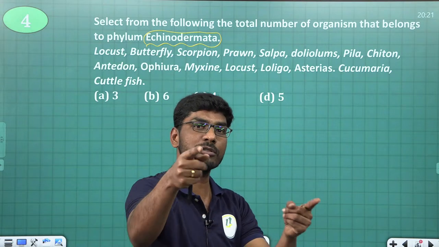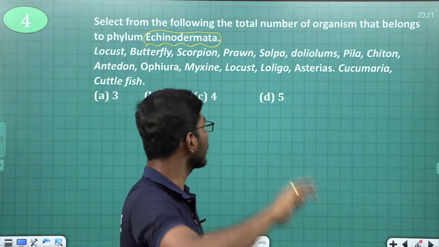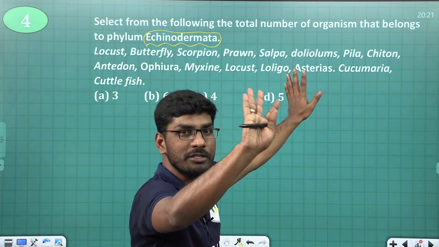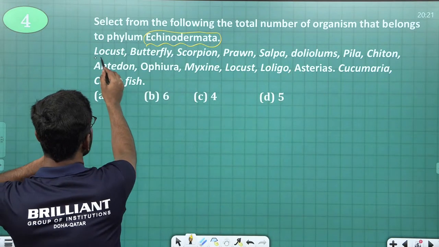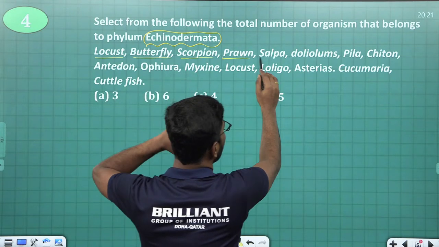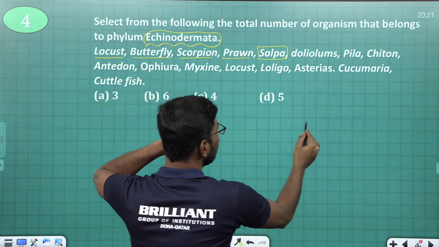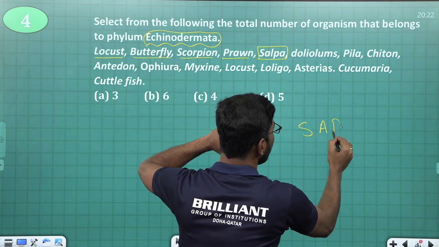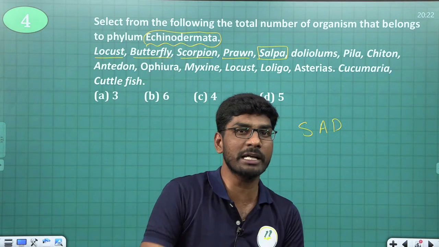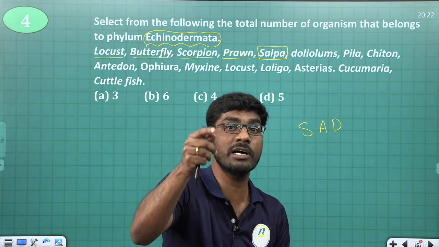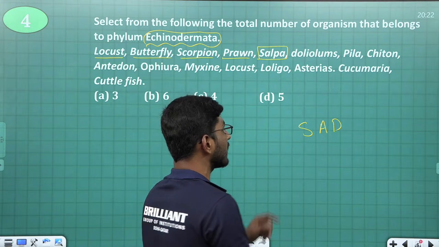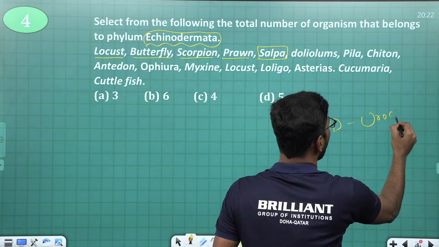external fertilization. Even hemichordata also, external fertilization. Now they are asking what? Examples are given. They did not ask any characteristic feature. There are examples. Look here. We'll find out. Locusta, arthropoda. Butterfly, arthropoda. Scorpion, arthropoda. Prawn, arthropoda. Salpa. Do you remember the examples of SAD? That day I gave you a mnemonic. SAD, Sandeep sir also remember, beta. SAD stands for Salpa, Doliolum, Ascidia. These are the examples of Urochordata.